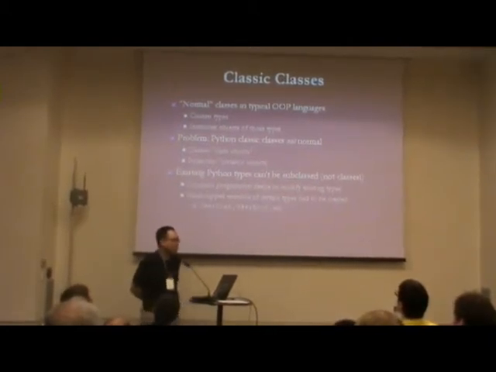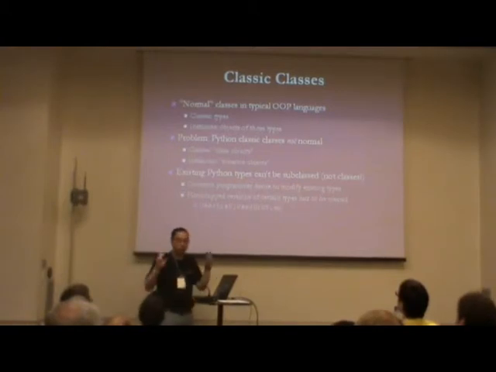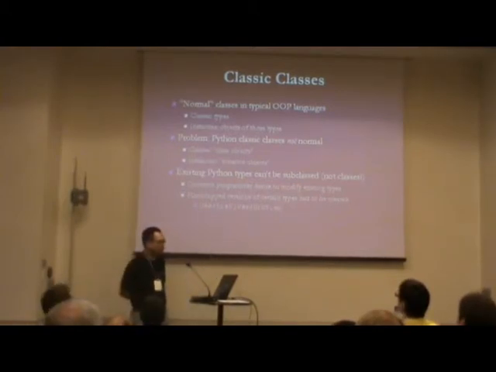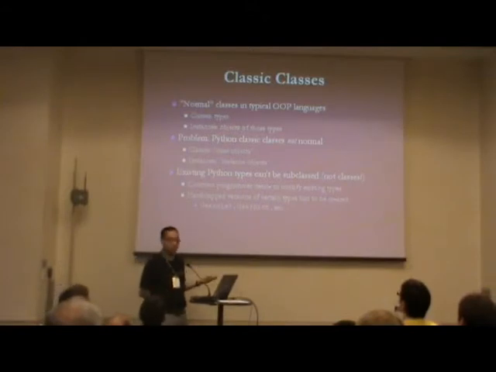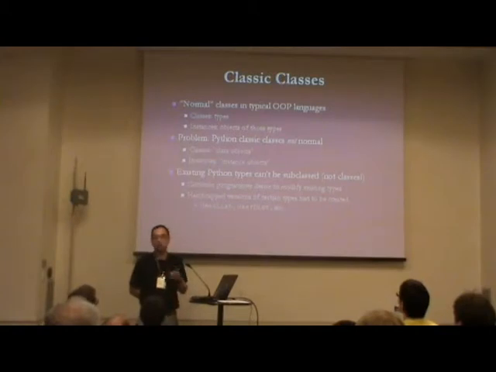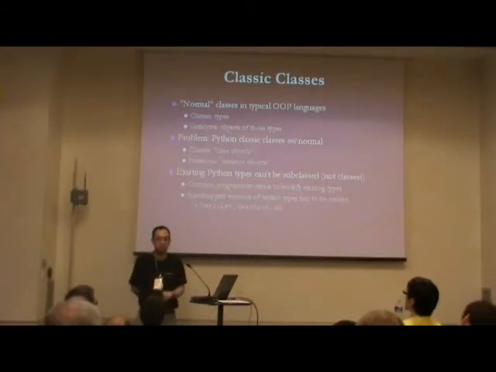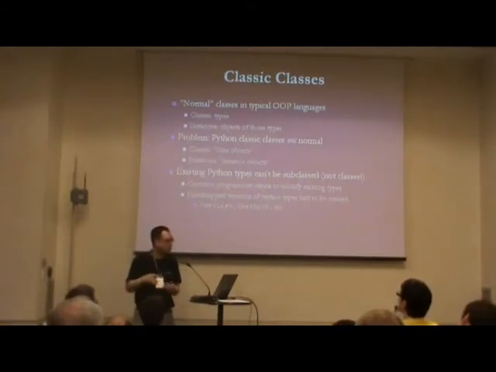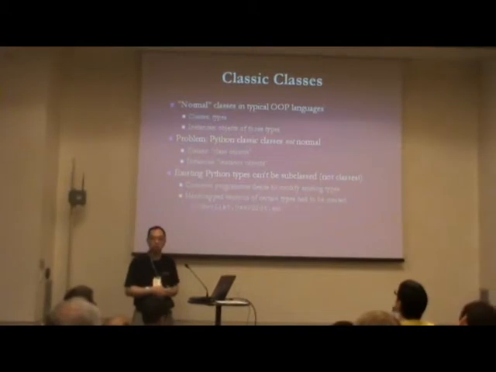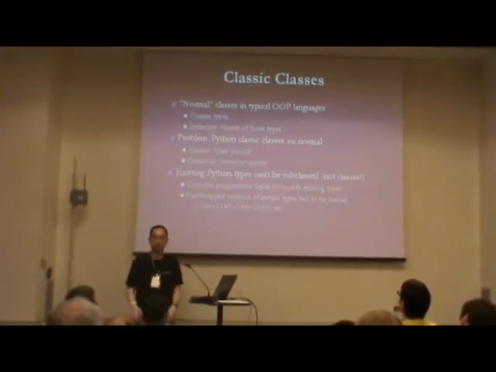Classic classes. What were the problems with classic classes? Well, normal classes in regular object-oriented programming languages have it so that classes are types. Makes sense. And instances are objects of those types, right? And that makes sense to everybody, whether you've done Java, C++, or any other object-oriented programming, that's the right thing to do. But the problem was that Python's classic classes were not normal. Classes were class objects, instances were instance objects, and there was really no relationship except that your instances had a pointer to your class object. But notice I didn't say the word type anywhere there, okay?